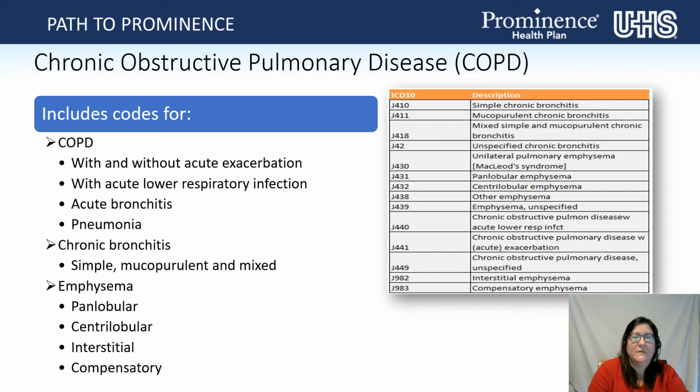So whether it's COPD, can we get more specific and specify whether it's with a lower respiratory infection or if it's with or without an acute exacerbation. And the same goes for chronic bronchitis. Is it simple or is it mixed? As well as emphysema. Is it interstitial? Is it centrilobular? There are many codes here on the right where you can see we can get real specific with the diagnosis code for each descriptor that you can provide in your documentation versus being unspecified.